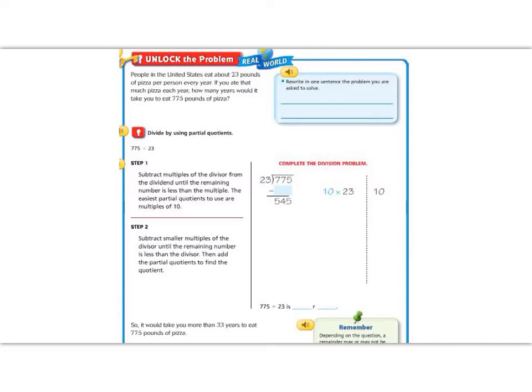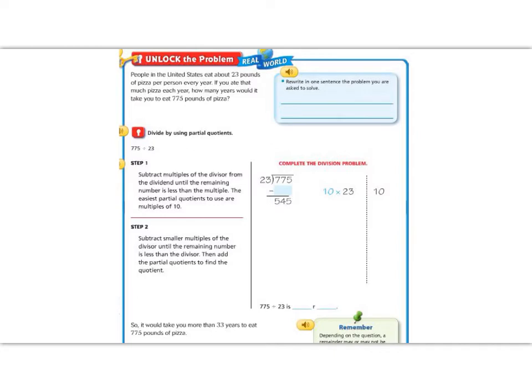Let's begin by reading the Unlock the Problem. People in the United States eat about 23 pounds of pizza per person every year. If you ate that much pizza every year, how many years would it take you to eat 775 pounds of pizza? Wow, that's a question I've never considered.